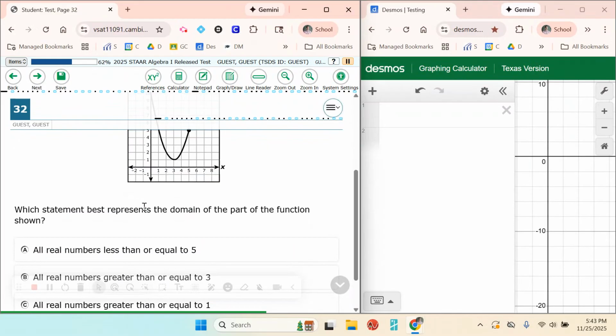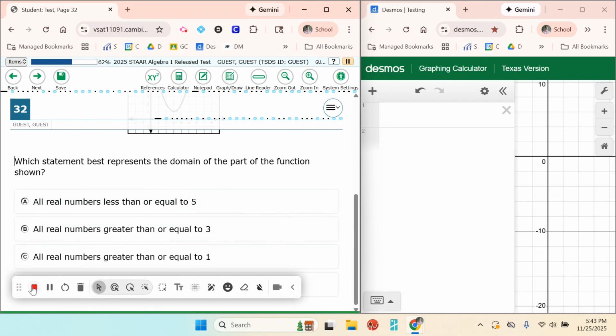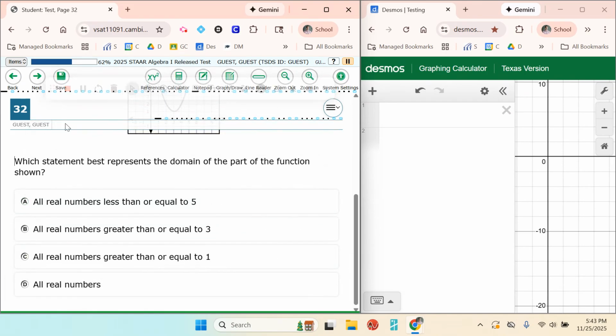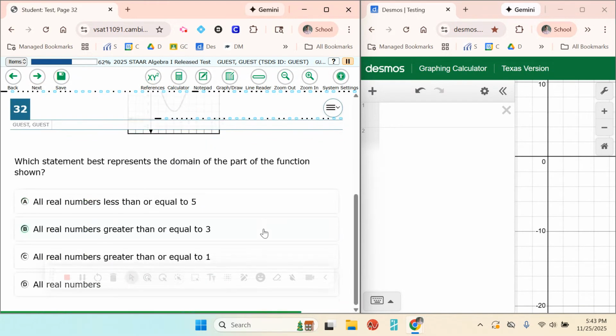Going to 32. Now I finally see this word domain. So we've talked a lot about range. Range is the y values, domain is the x values. So if I look right here, find a dot, there's the dot. What is the x value? It's a 5. So look at my answers. I only see one thing that says 5. Now, just to cover our bases in case anything else says it, the arrow's going to the left. That means everything is getting less.